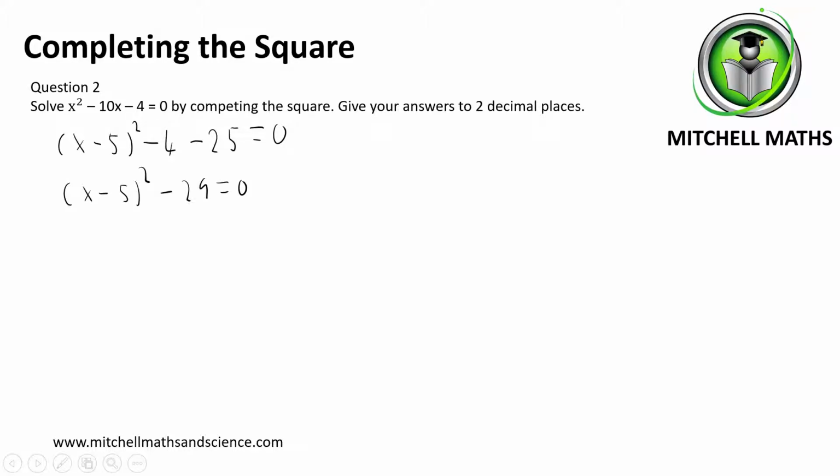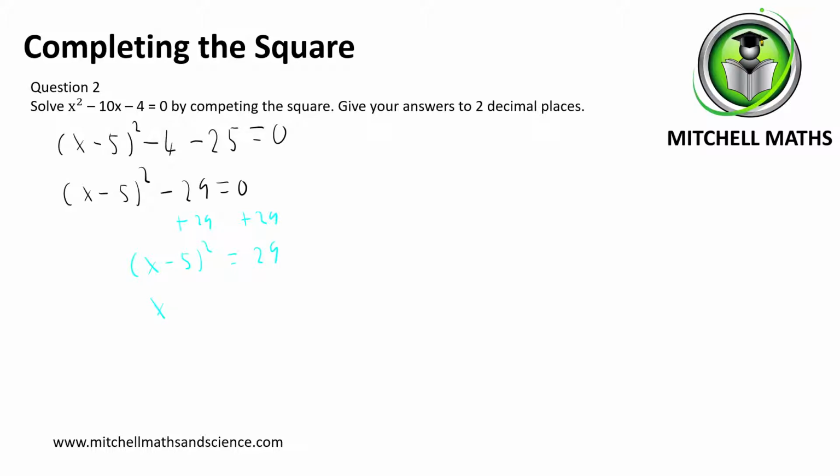Now the next steps are just to rearrange it to make x the subject. First thing we're going to need to do is add on the 29 to both sides, which will give us x minus 5 squared equals 29. Then we're going to square root.